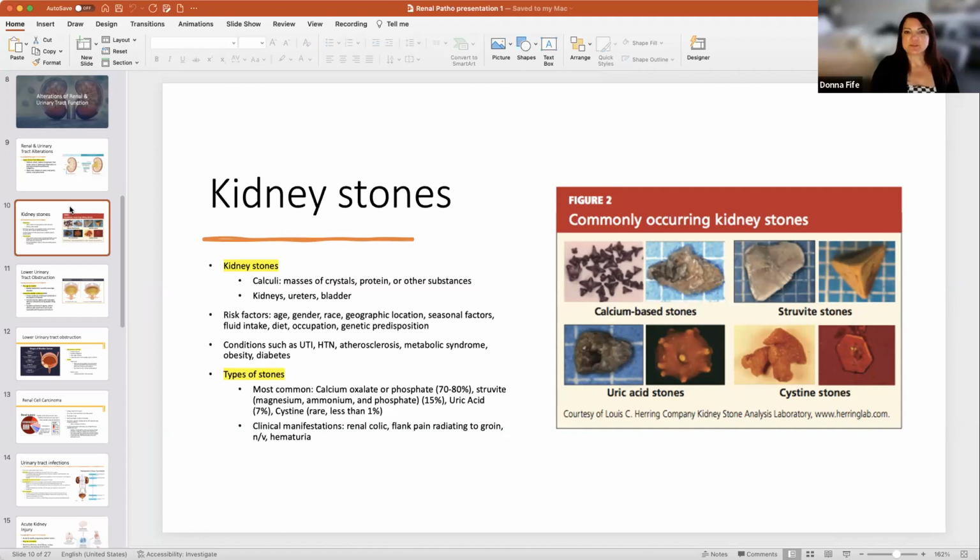Clinical manifestations: patient may have renal colic, flank pain radiating to the groin, nausea and vomiting, or hematuria. And here's a picture of different kidney stones.